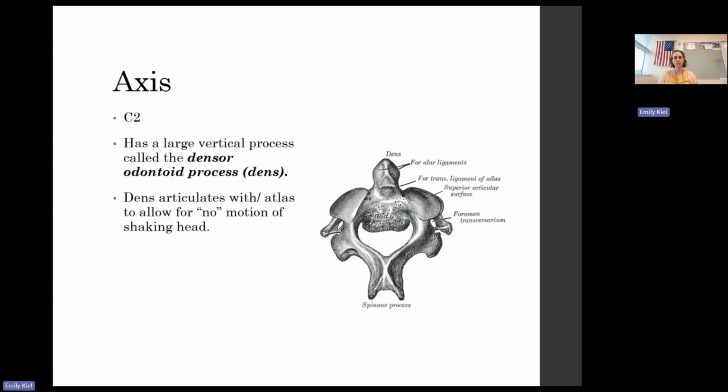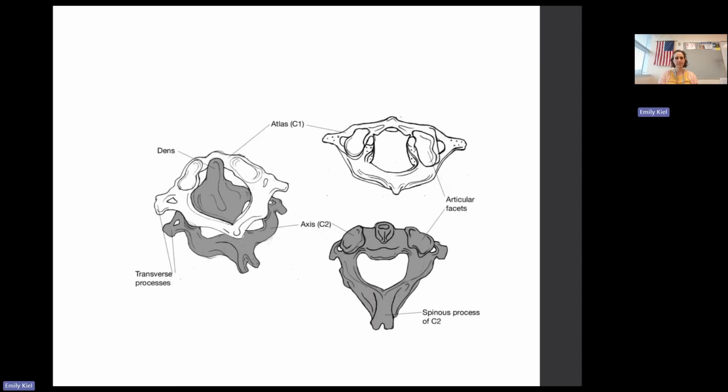The axis is C2, and it's got this process called the dens, or the odontoid process, and it articulates with the atlas, and it's what allows us to say no. So again, when I'm looking at vertebrae, I'll look and see, does it have the transverse foramen? If it does, I double check the spinous process. If it has that, I'll kind of look and see, is there a dens poking out somewhere? So we're seeing here how the atlas and the axis sit together and fit. There's the dens that is sitting within the part of the atlas.